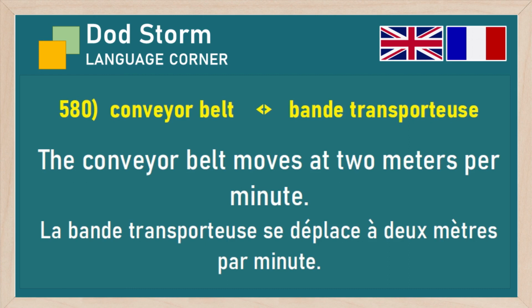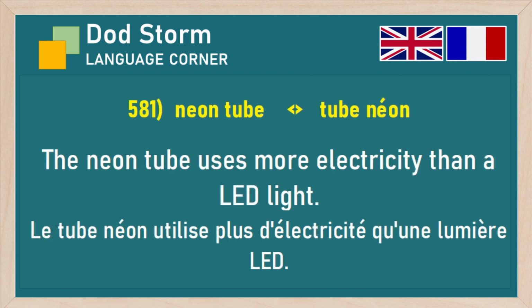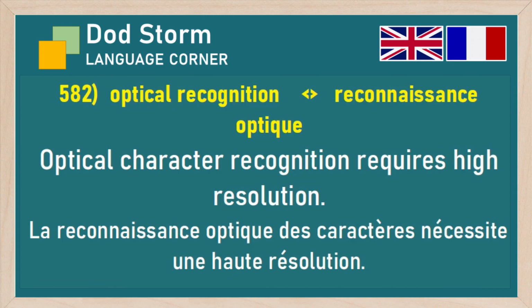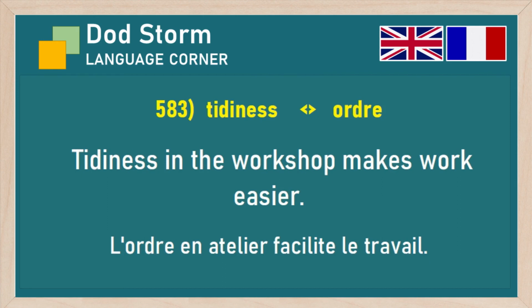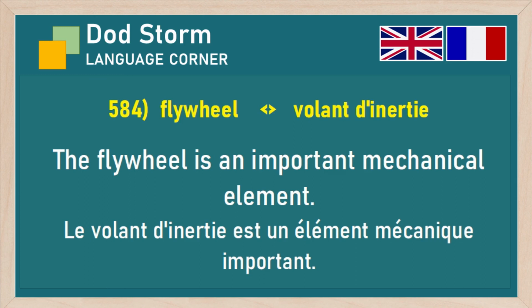The conveyor belt moves at 2 meters per minute. The neon tube uses more electricity than an LED light. Optical character recognition requires high resolution. Tidiness in the workshop makes work easier. The flywheel is an important mechanical element.